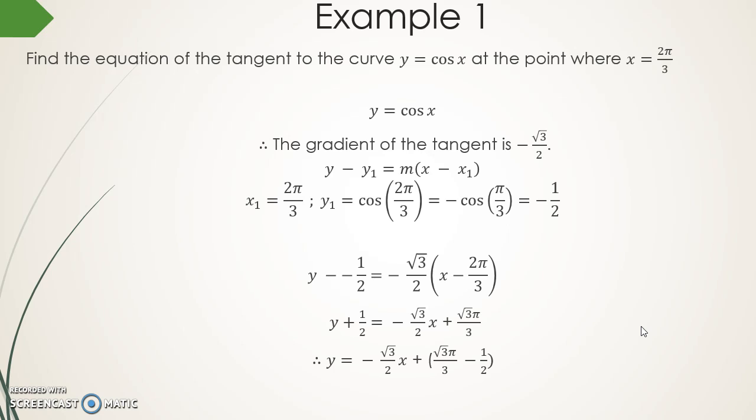Okay, so just going through that motion, find the derivative to work out the gradient. From that we have a gradient and a point, so we can use this form of the equation of a straight line to work out what the equation is.